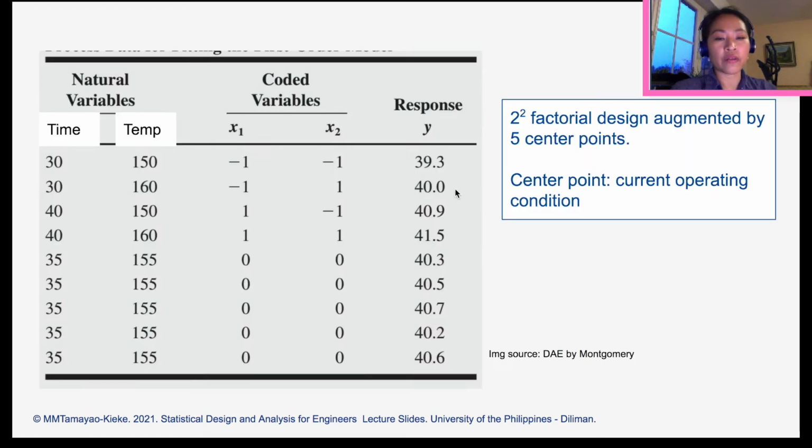Suppose that these are the response y, or the process yield, observed corresponding to these values of the natural variables, time and temperature. We then convert the natural variables to the coded variables as such. And you can see that this is a 2 to the 2 factorial design augmented by 5 center points. The center point basically is the current operating condition.